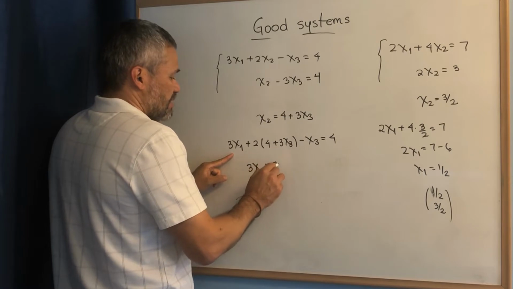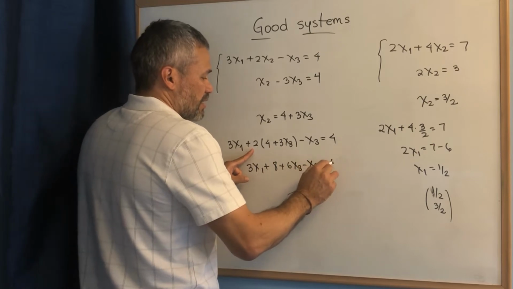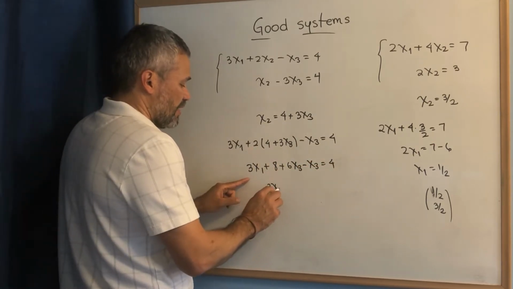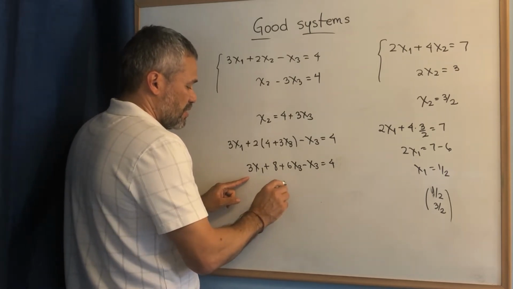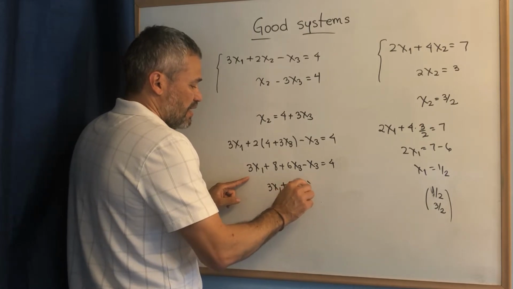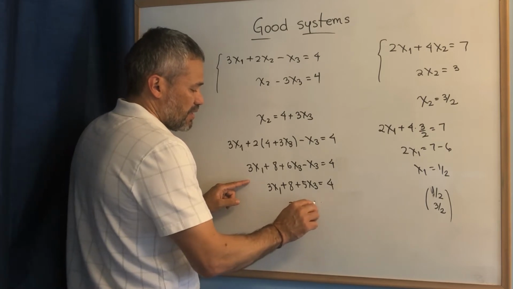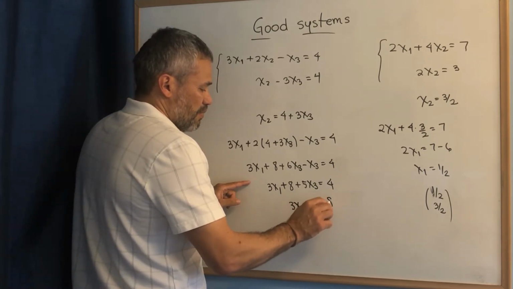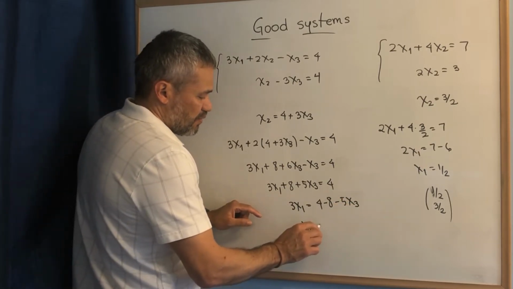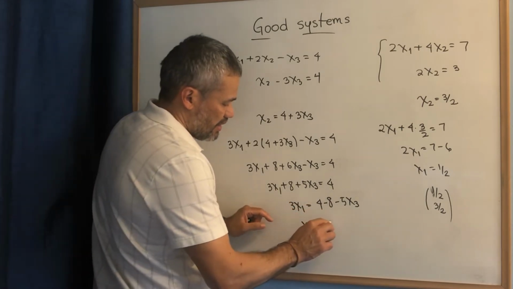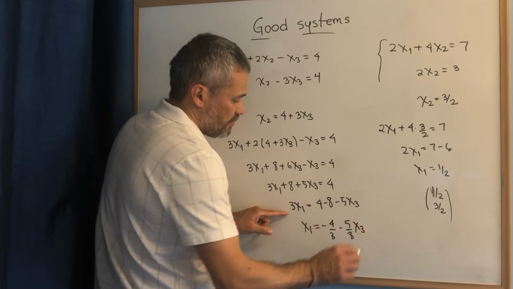I get 3x1 plus 8 plus 6x3 minus x3 equal 4. That means that 3x1 is equal to, let's simplify first, plus 8 plus 5x3 equal 4. And that means that 3x1 is equal to 4 minus 8 minus 5x3. And that means that x1 is negative 4 divided by 3 minus 5/3 of x3.